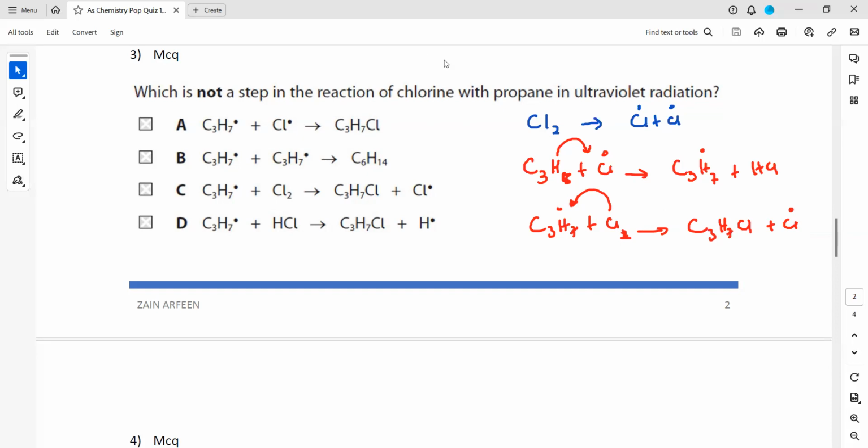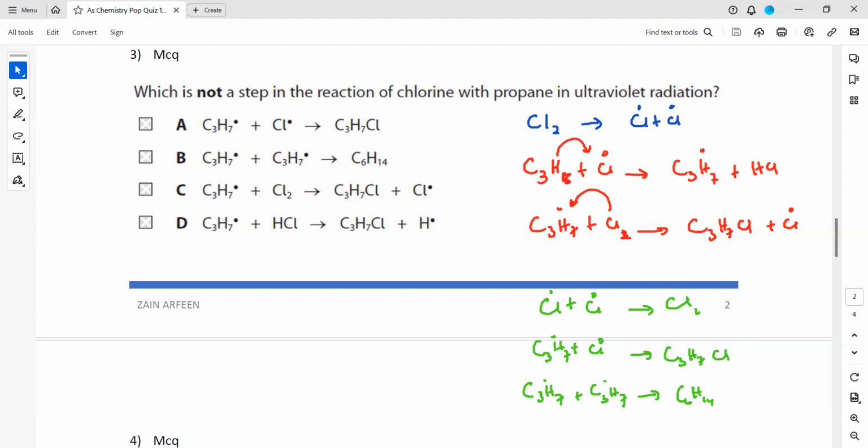And what about the termination, how the reaction stops? If a chlorine radical combines with another chlorine radical, it will form chlorine. If a propyl radical, C3H7, reacts with a chlorine radical, it will form C3H7Cl. Or if a propyl radical reacts with another propyl radical, it will form C6H14, which means it will form hexane.